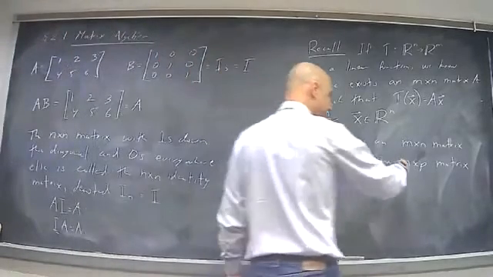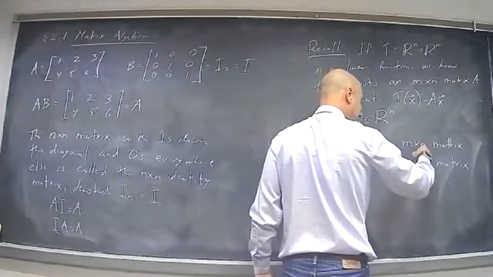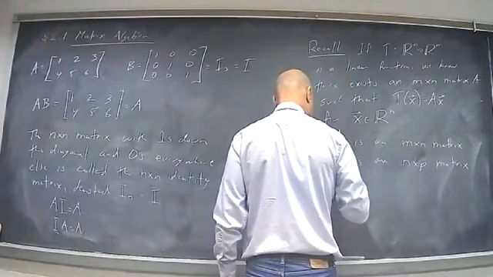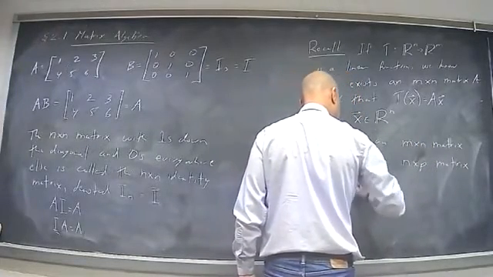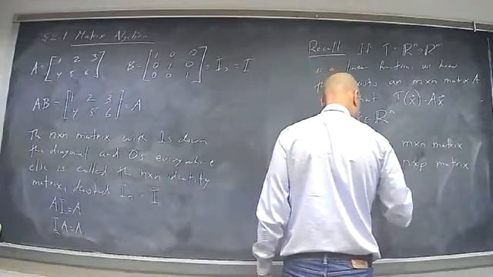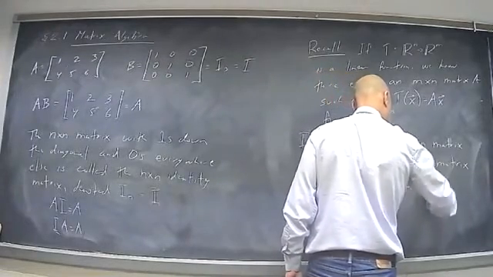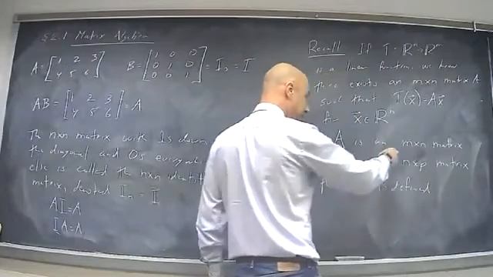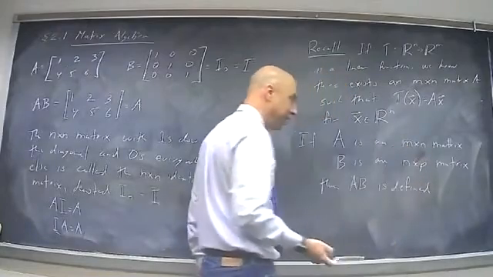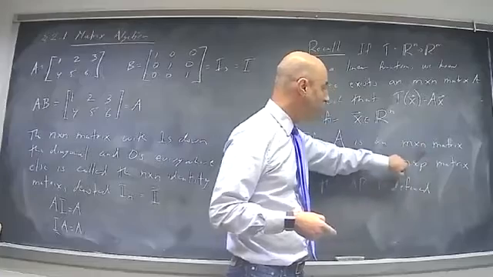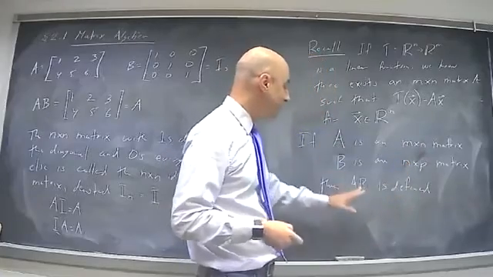Now, since the second matrix has the same number of rows as A has columns, I can multiply. So AB is defined. You can multiply in that order. Not necessarily in the other order, because M might not be the same as P. But the number of columns of this first matrix is equal to the number of rows of the second matrix. I can multiply this.